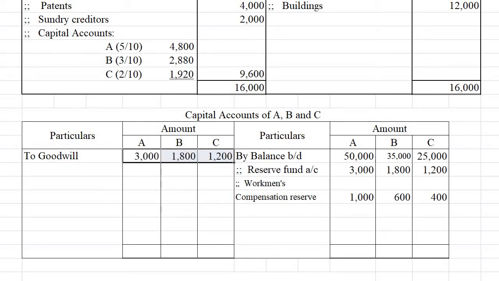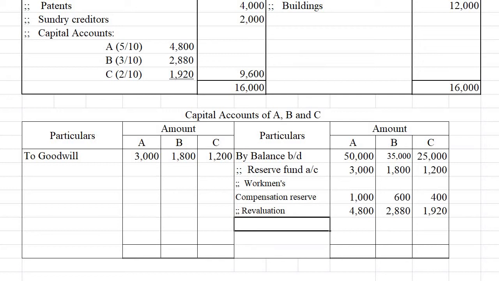6,000 was there, it will be credited to partners' capital in their old ratio. Okay, now so that much is there. Then revaluation profit is there, that is to be credited, so we can write by revaluation account. We have got the balance as 4,800, 2,880, 1,920, that is transferred here.